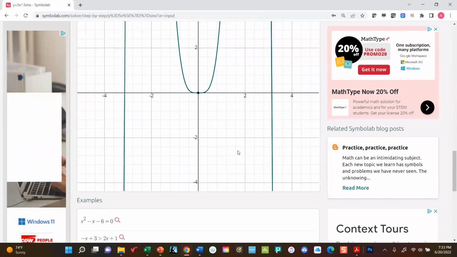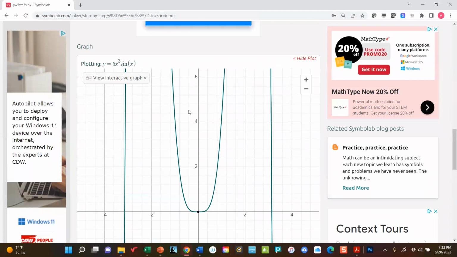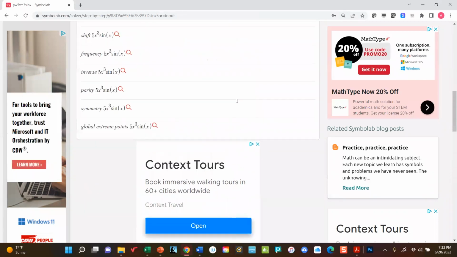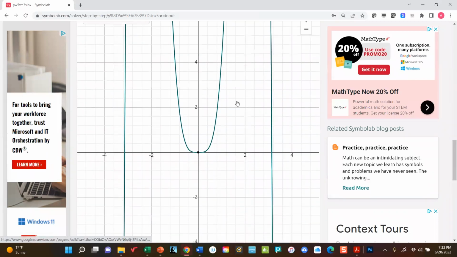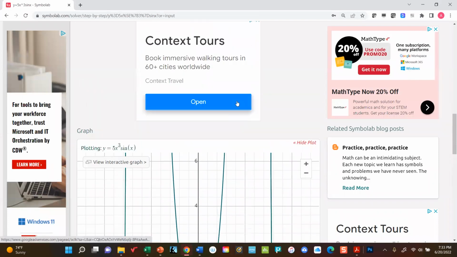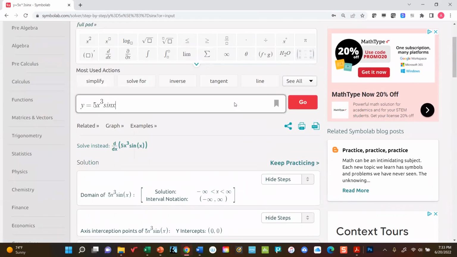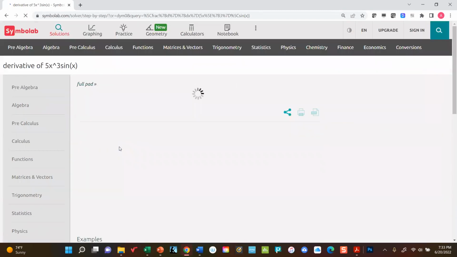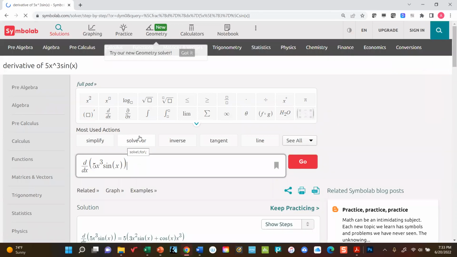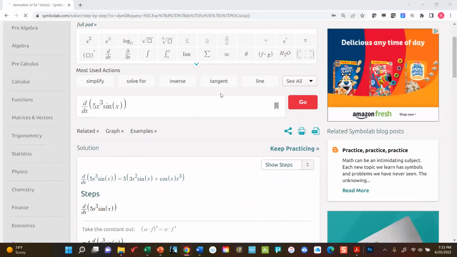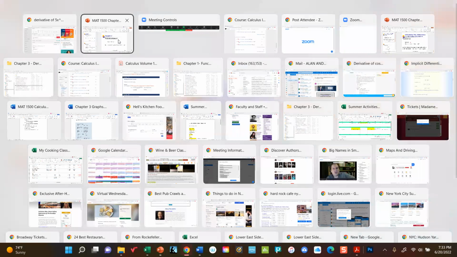Oh my God. Well, that's just plain bizarre. But that's what it looks like. All right. Anyway. Oh, they're offering to take the derivative. Actually, I don't want you to see that because it'll give it away.